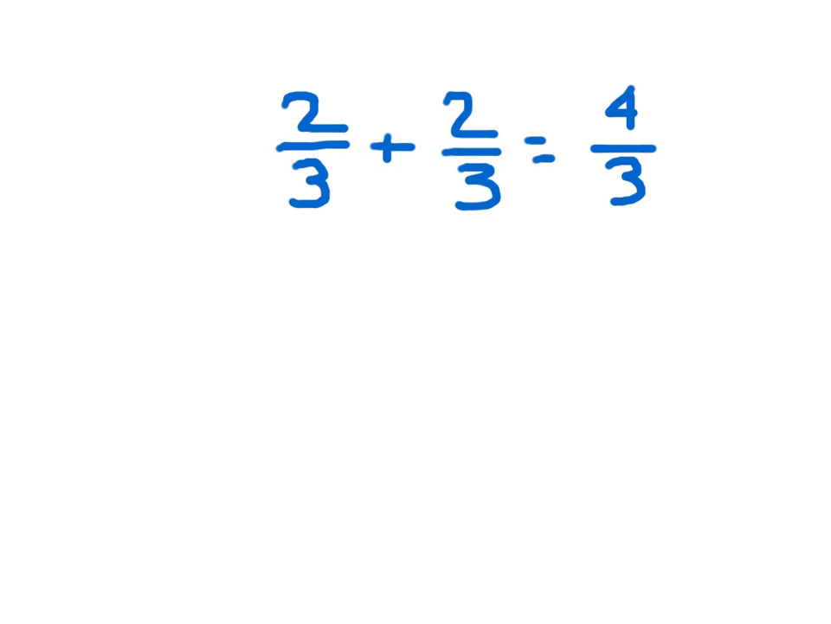One of the things to remember when you are adding or subtracting fractions is that you must simplify. 3 goes into 4 one whole time with a remainder of 1. And that's why 4/3 does equal 1 and 1/3.